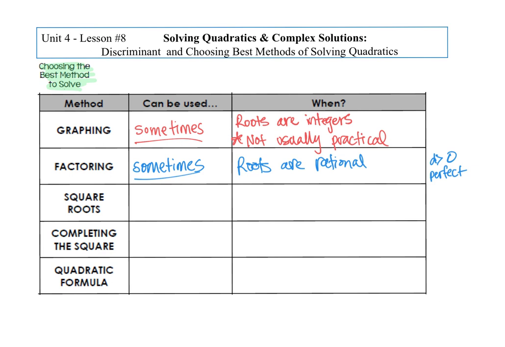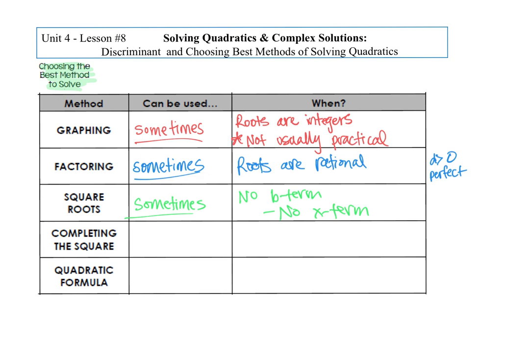Okay, now what about the square roots method? Square roots method is a sometimes used method. It doesn't work all the time. When can we use this? When there is no b term. No b term, or you could say no x term. That's the b term, right? That's the only time that you can use the square roots method. That's why it's a sometimes. Most of our equations have a b term.